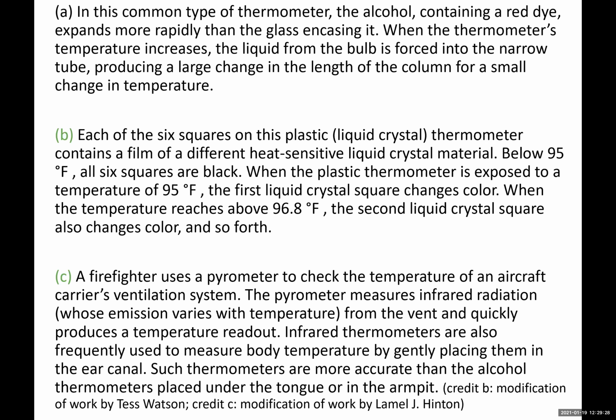In this picture they give you basically three examples. One is a thermometer based on the volume expansion of liquid. In the second, they consider liquid crystals, which actually change color with the temperature. And in the third example, we consider infrared thermometers. So these are the physical properties of different substances that change with temperature.